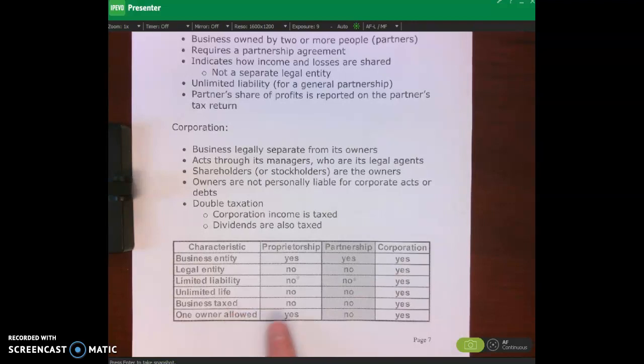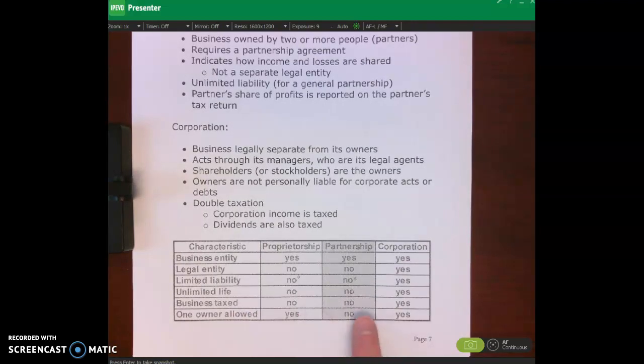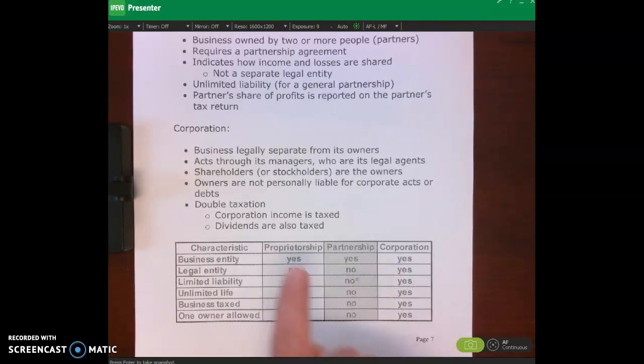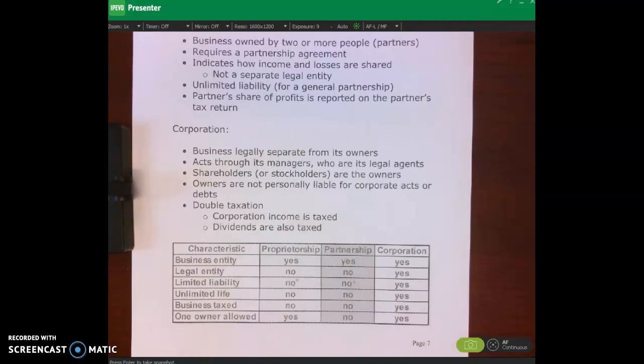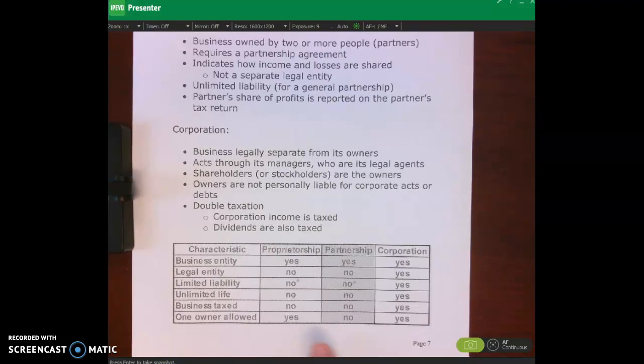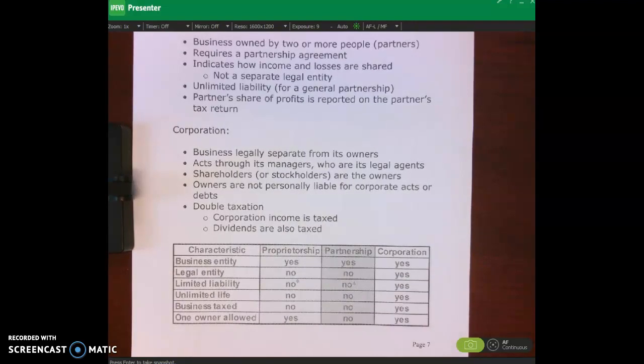Business taxed, talked about that. No for proprietorship. No for partnership. Yes for corporation. Right up here, corporation income is taxed. One owner allowed. Yes for proprietorship. No for partnership because it's two or more people. And then yes for a corporation.